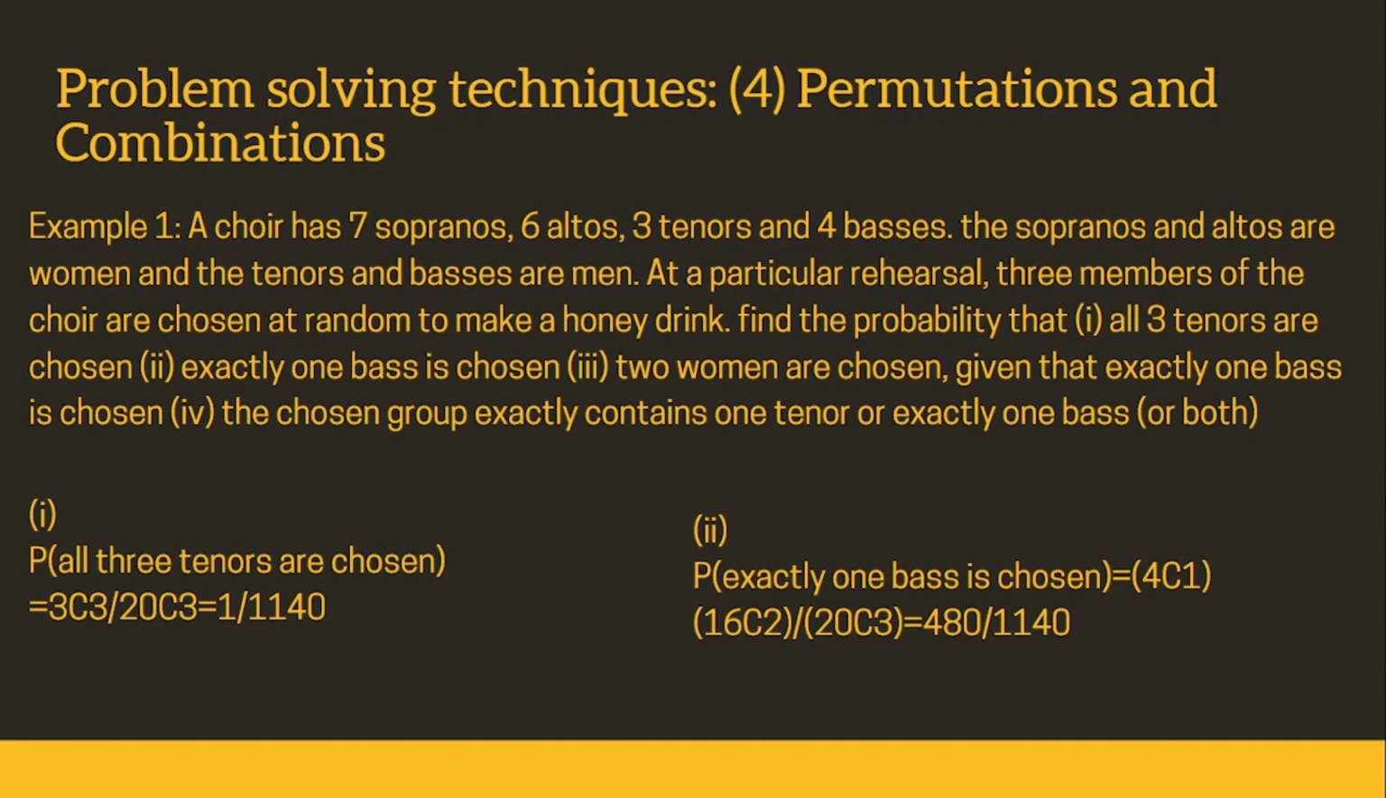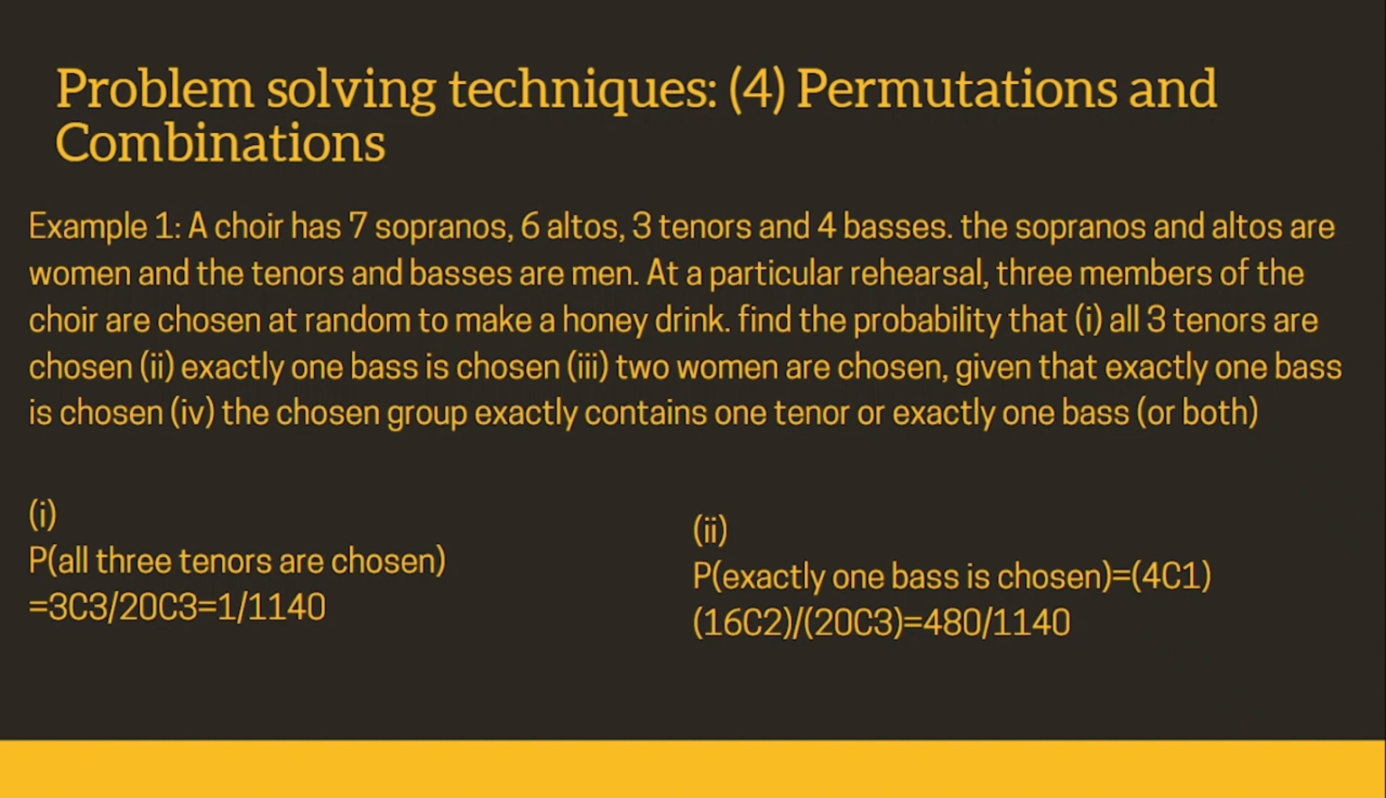So an example of using permutations and combinations is this example. There are 7 sopranos, 6 altos, 3 tenors, and 4 basses. The sopranos and altos are women, and the tenors and basses are men. At a particular rehearsal, 3 members of the choir are chosen at random to make a honey drink.